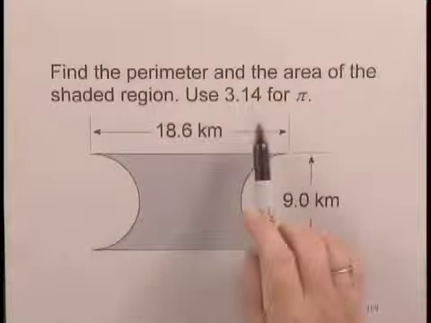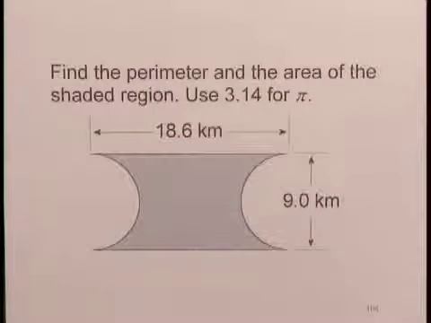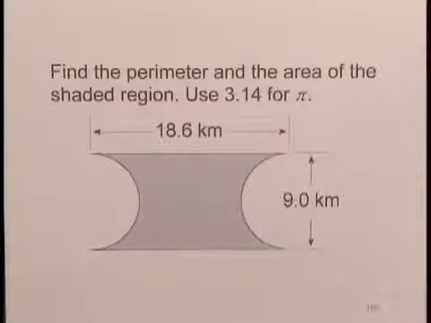Let's find the perimeter and the area of this shaded region, and when necessary, we'll use 3.14 as an approximation for pi. Since we're asked to find two things, we'll start with finding the perimeter. The perimeter is the distance around the area that's shaded.